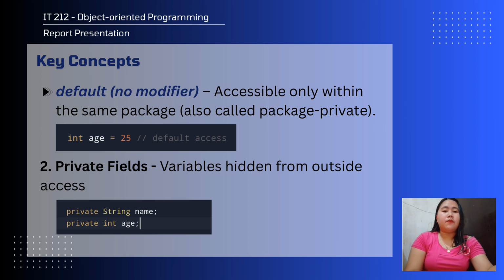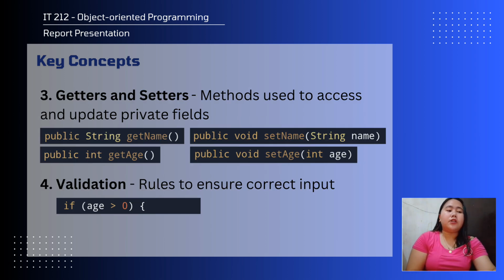Number two is private fields. These are variables that are declared as private. By making fields private, you are hiding them from direct access outside of the class. This is a crucial step in achieving encapsulation, as it prevents other parts of the program from directly changing an object's data.